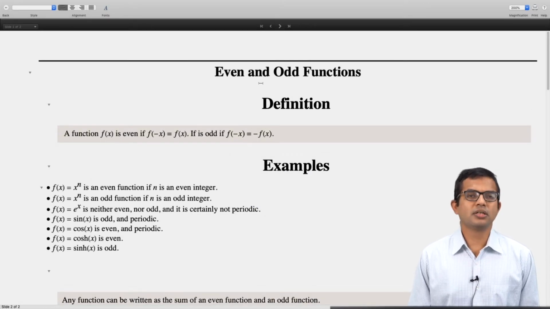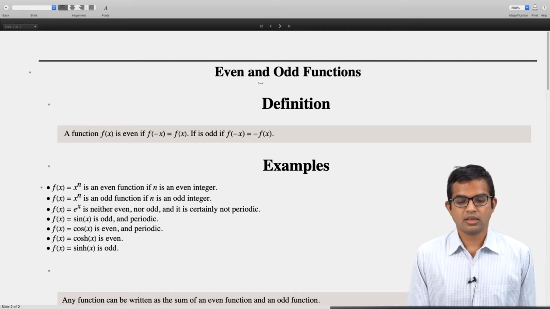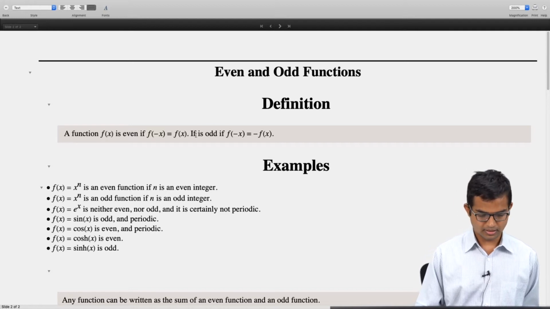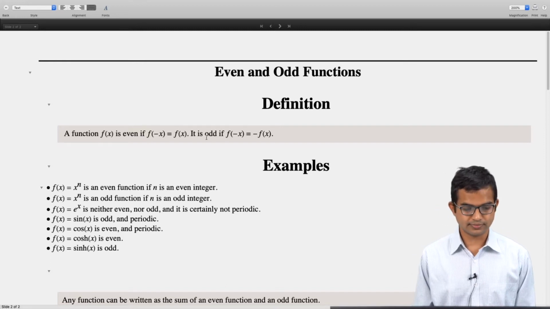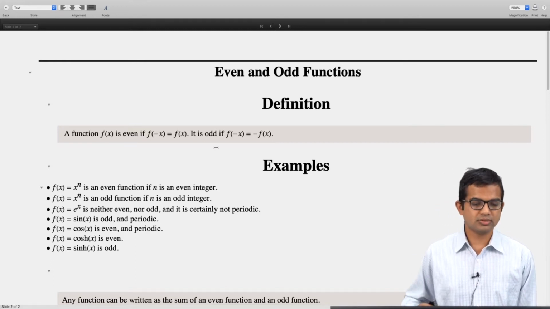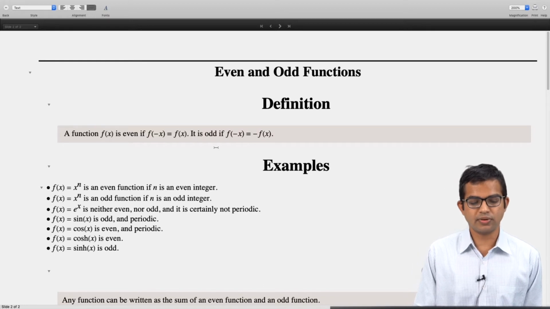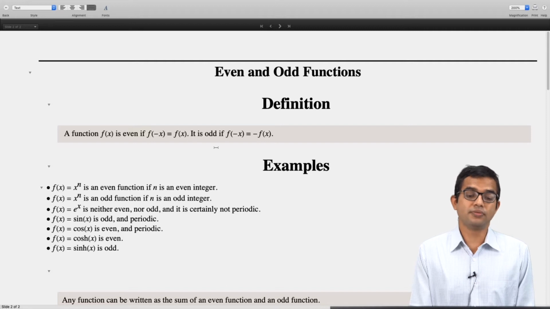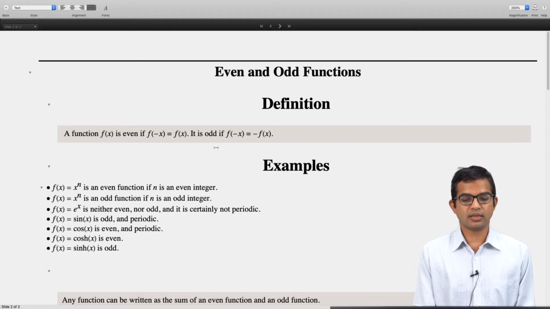Okay, so a function is even if f of minus x is equal to f of x. It is odd if f of minus x is equal to minus f of x, right? So it's a familiar concept. So let's just very quickly look at a few examples. If f of x is equal to x to the n, then it's an even function if n is an even integer, and it's an odd function if n is an odd integer, right? You can verify this by plugging in the condition.